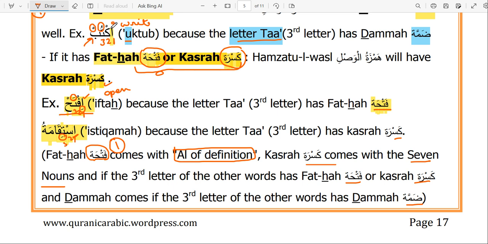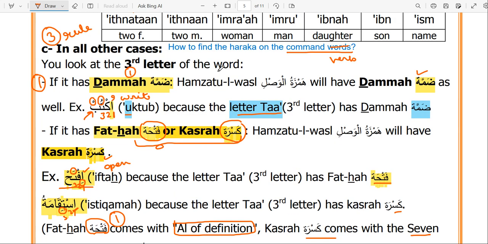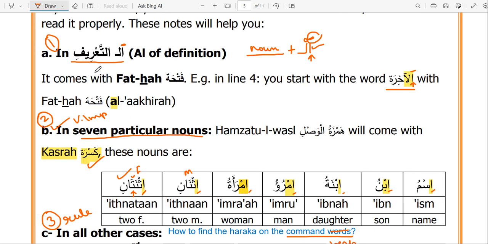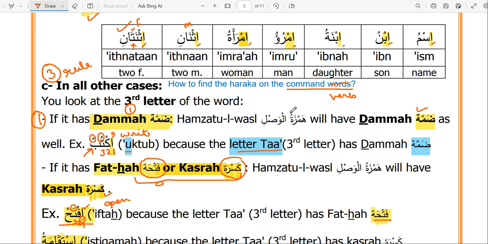So these are the rules. Now know that this is only for the command verbs. This case is for the command verbs in Arabic. And 1 and 2 are the cases for the nouns, laam taareef, and the 7 special nouns. This is the only difference between these two and those two. This deals with command verbs and these two deal with nouns.